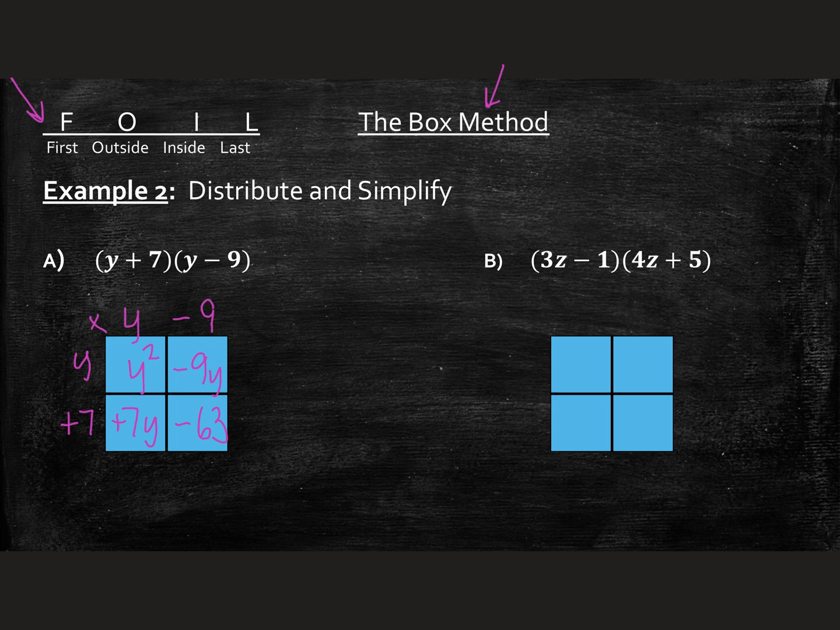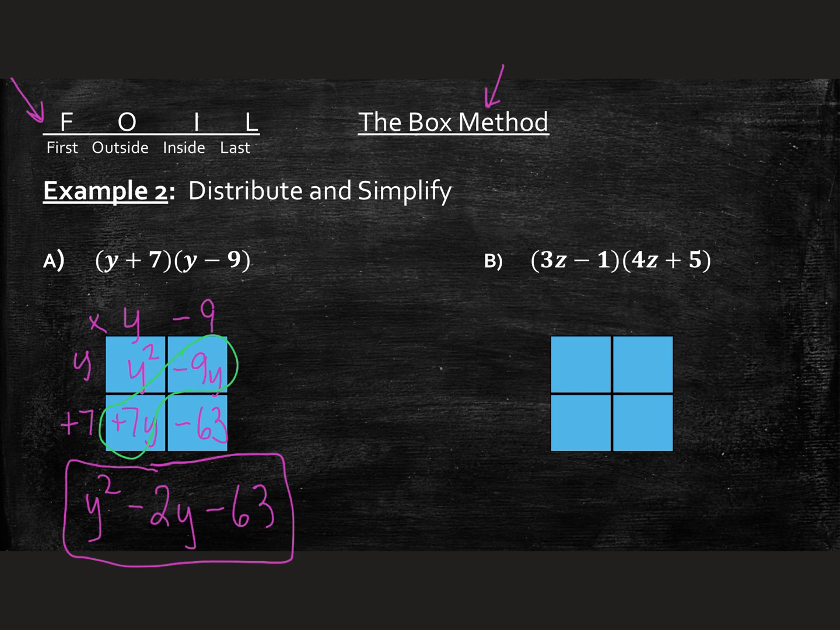And so then what you do is you look for like terms. Well, these are like terms. And so now I'm going to write my answer with combining those like terms. So I have y squared. 7y minus 9y is minus 2y. And then I'll have the minus 63. And so this is what the answer is from multiplying those two binomials together.